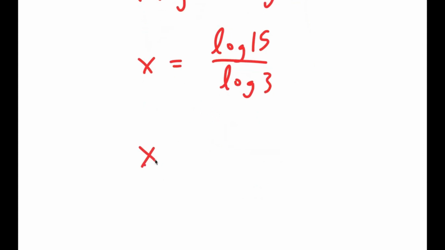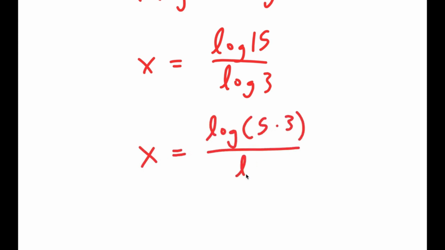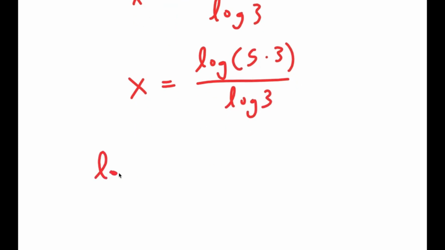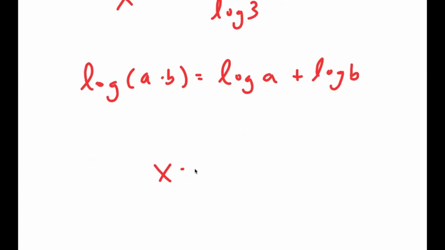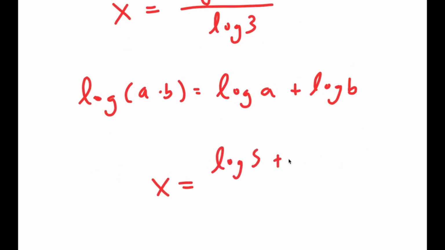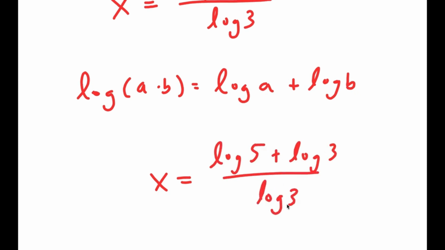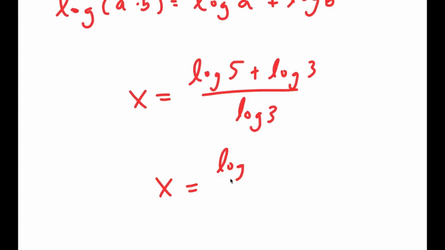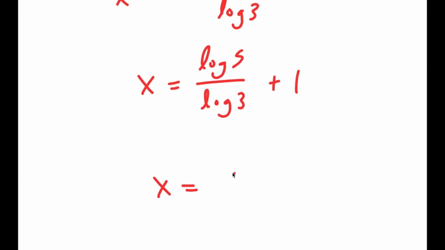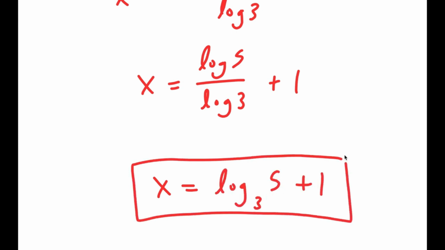Now I'm going to simplify this a little more. Log 15 is equal to log of 5 times 3. And if I have something in the form log of a times b, this is equal to log a plus log b. So I get (log of 5 plus log of 3) over log of 3, which is equal to log 5 over log 3 plus 1, which is equal to log base 3 of 5 plus 1. So this is my answer.